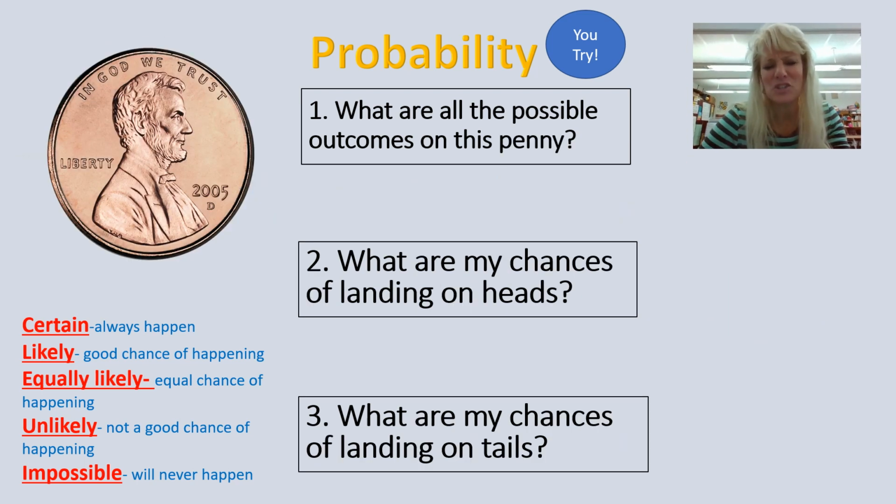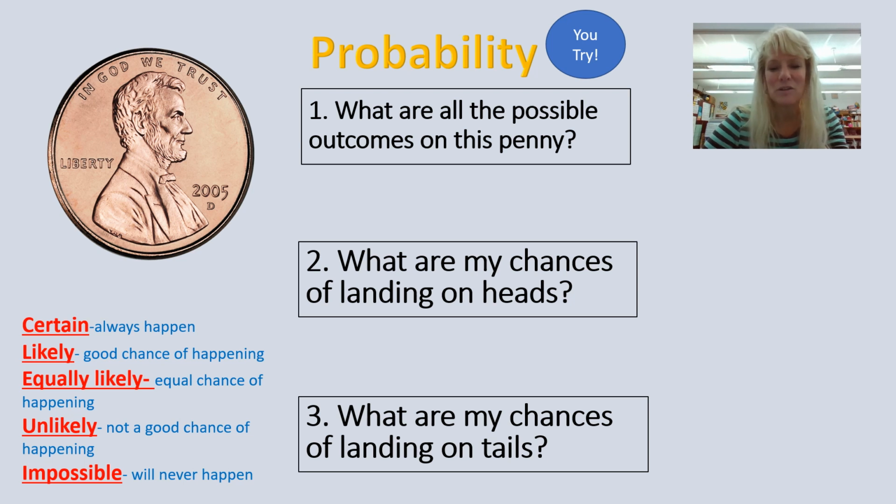All right, let's try it with the penny. Now, we have actually done this in class as well. So the possible outcomes for the, oops, wait a minute, this is a you try. I better pause and let you try it yourself and then come on back. Okay, I almost gave that one away.